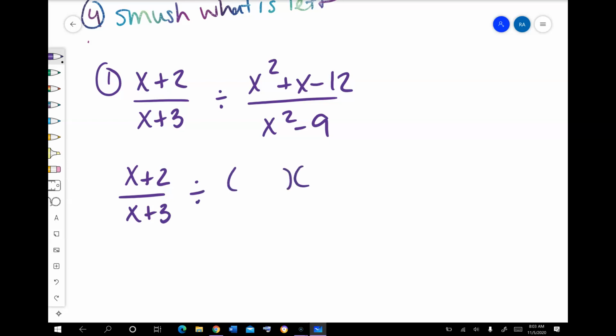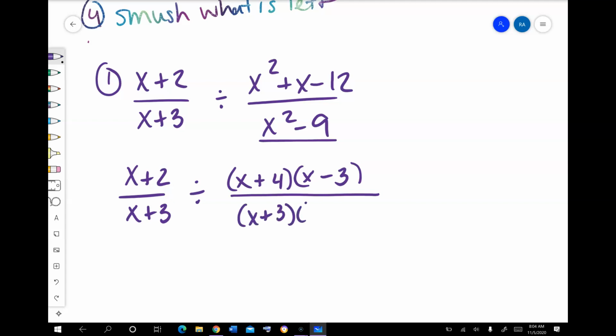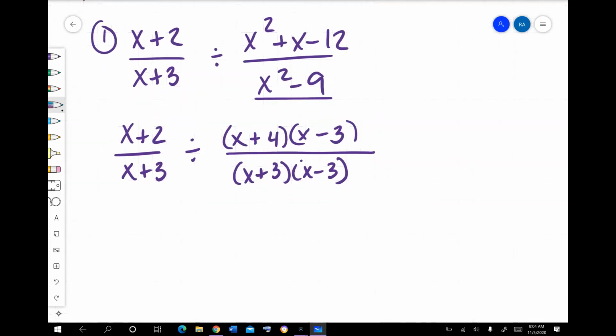What multiplies to give me negative 12 and adds to give me 1? Well, that's going to be 4 and 3, and it's going to be a plus 4, minus 3. And x² − 9 is a perfect square, so that's going to be (x + 3)(x − 3). Then we're going to cancel out our like terms. No, first, before we cancel out, my bad. I was on the multiplying train.